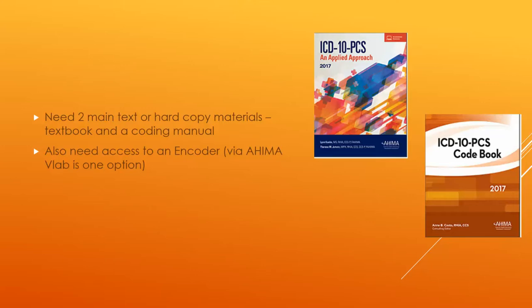The issue is that you want to make sure that you have a 2017 edition of an ICD-10 PCS coding manual, and I'm calling it a coding manual. This is where the codes are found. There are two sections in the PCS coding manual. There's an alphabetic section, and then there's the table section. You can't code without this book.